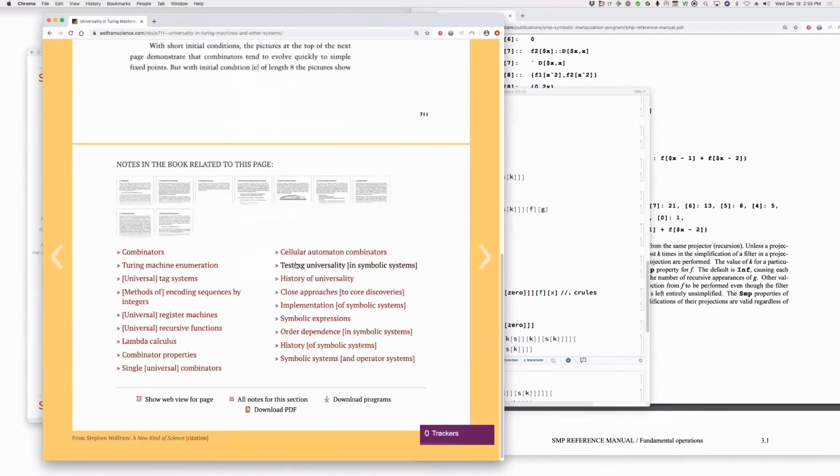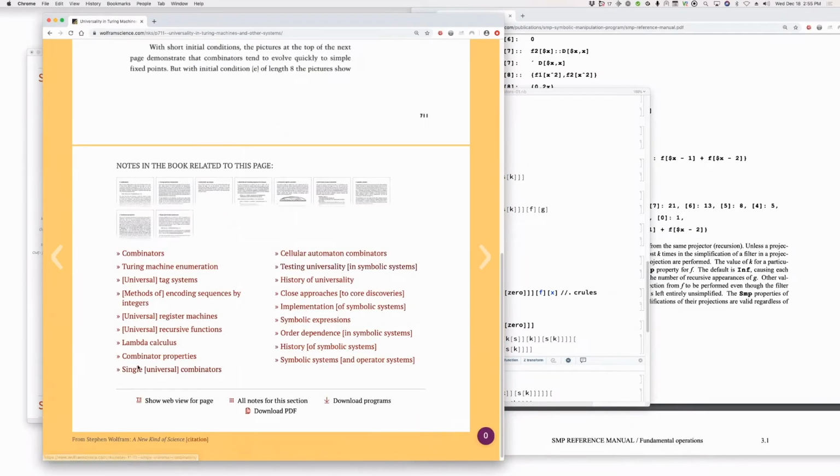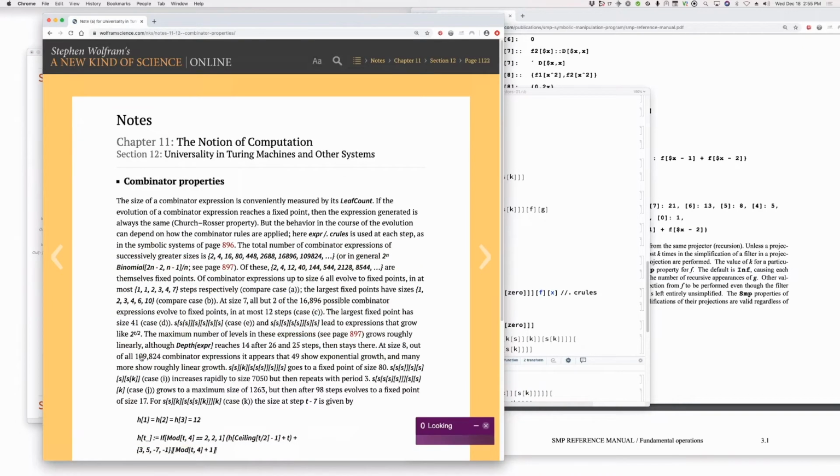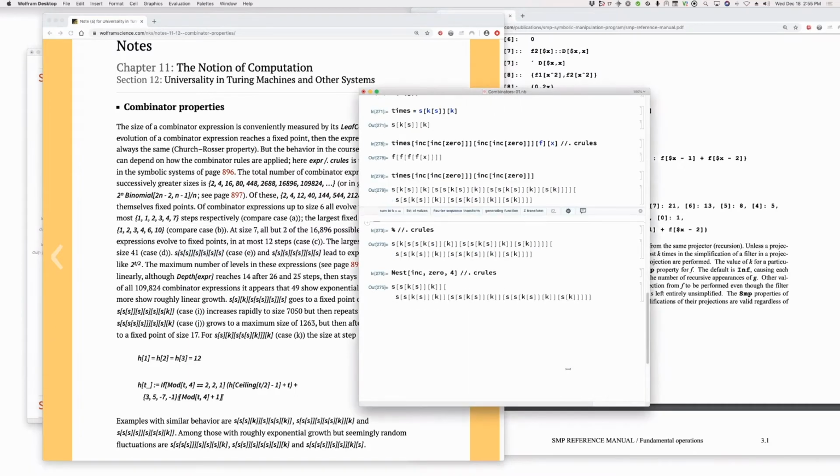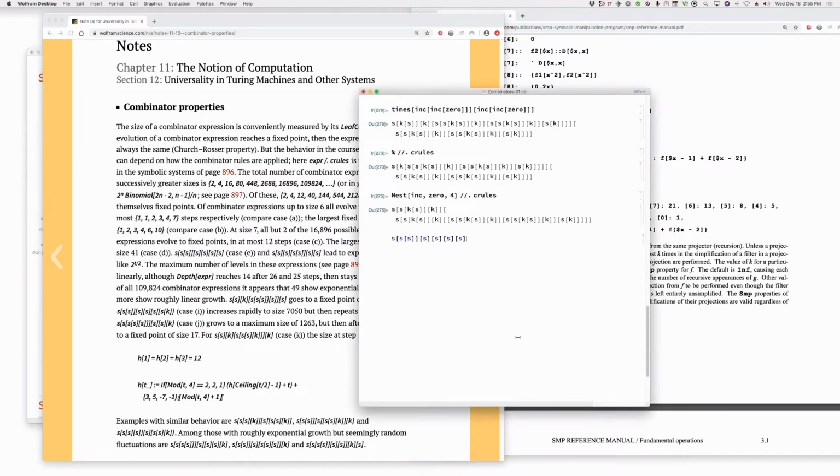Okay, there's the combinator thing. Combinator properties. Okay, here we go. At size 7, all but 2 of the 16,000 possible combinator expressions evolved to fixed points. Okay, so here's an example of a combinator expression that doesn't.